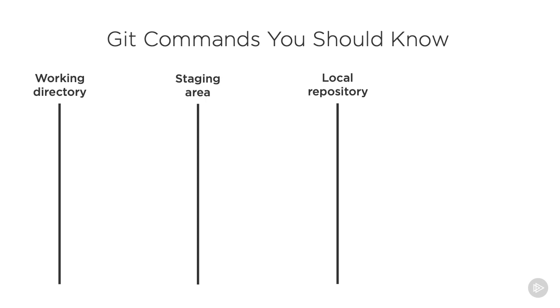On the local side, there are three main stages that describe the state of a file. A file can be in your working directory, the staging area, or committed in the local repository. When you make changes to a file, those changes occur in the working directory and Git observes those changes.